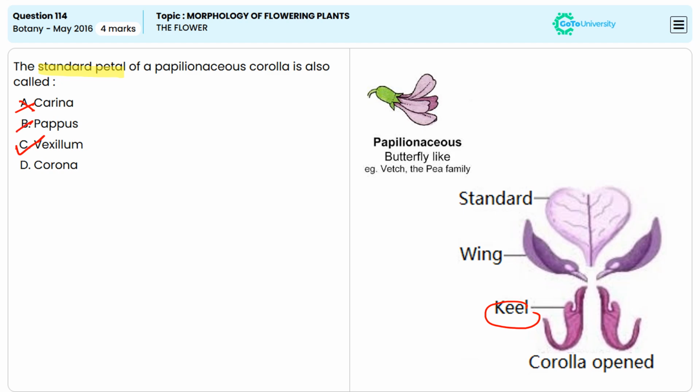It is a hair-like structure typically found in the seeds of certain plants. So, B is incorrect. D, corona. It refers to a crown-like structure in some flowers, and it is not used for the standard petal in the papilionaceous corolla. So D is incorrect. The answer is option C.